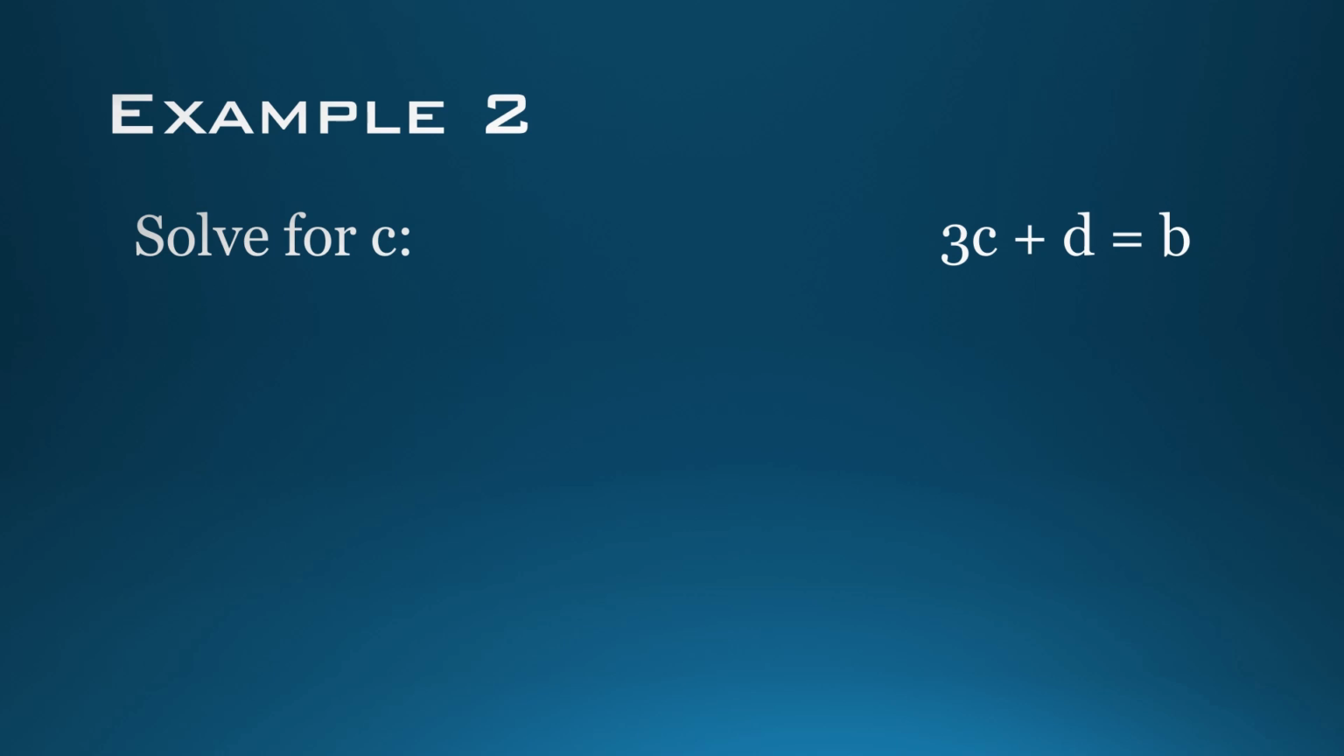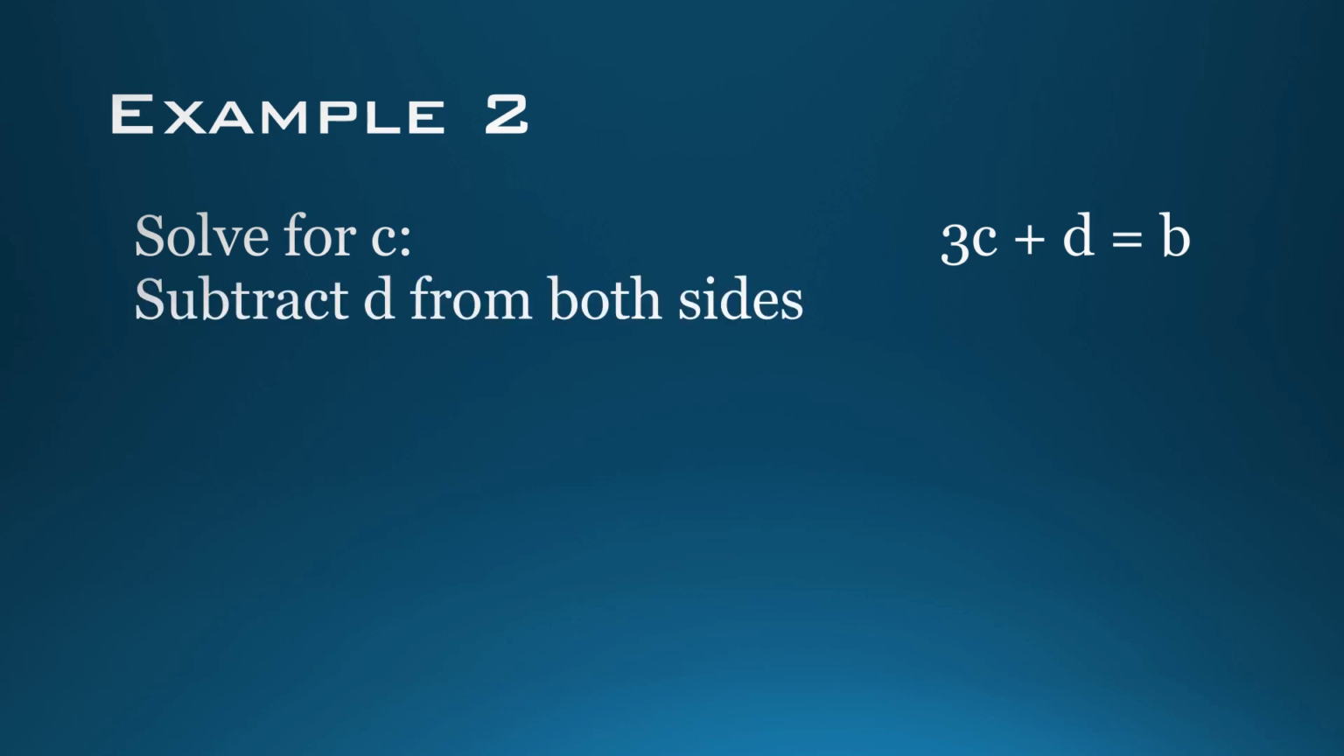We're solving for c. Now this one's going to take a little bit more work, but it's going to be okay. Again, there's a number there, but we still can't solve this because there are 3 variables. So here's what's going to happen. We're going to subtract d from both sides because we have to use all of the properties we know, and we need to get that d on the other side. So we subtract d from both sides, and then we have 3c equals b minus d.